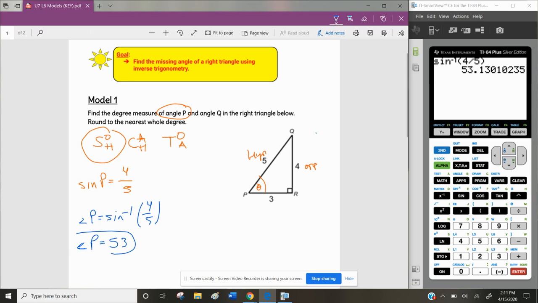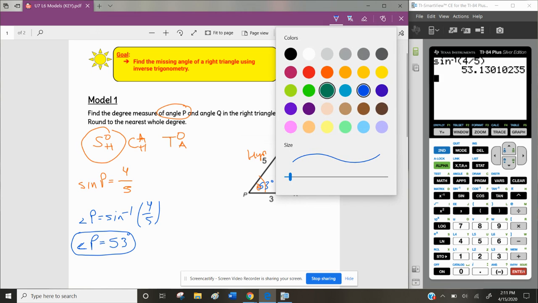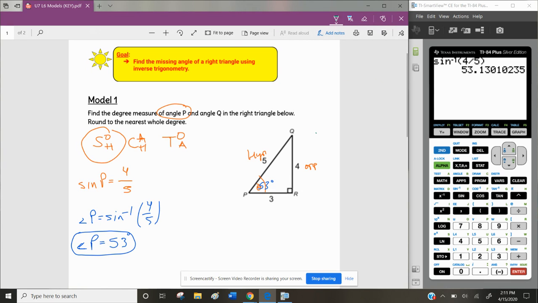So we could now subtract 53 and 90 from 180 to get angle Q, but since I'm modeling how to use trigonometry here, I'm going to do it using trig. So angle Q will be in green. And so that's going to have different opposite and adjacent. The hypotenuse will still be the same.